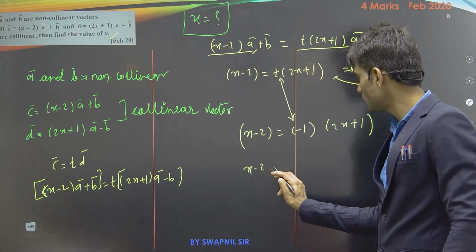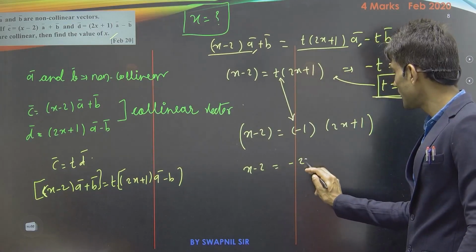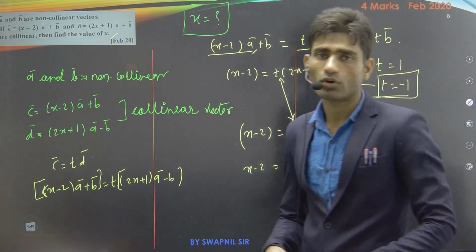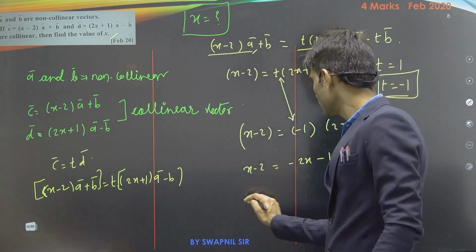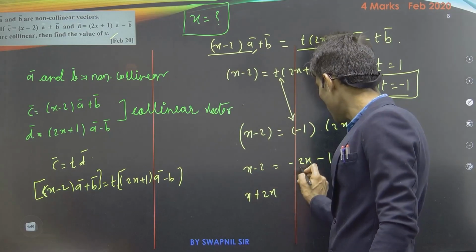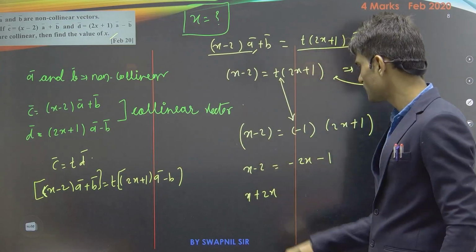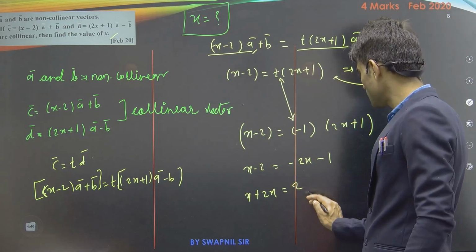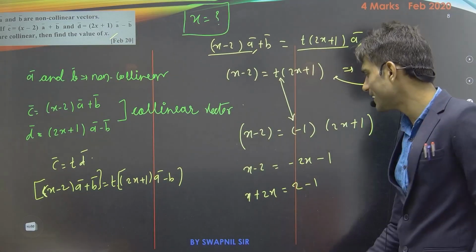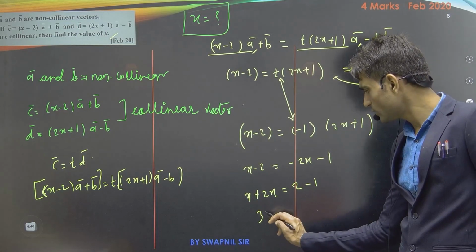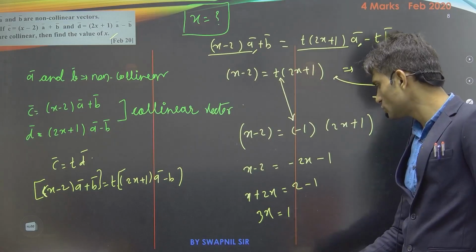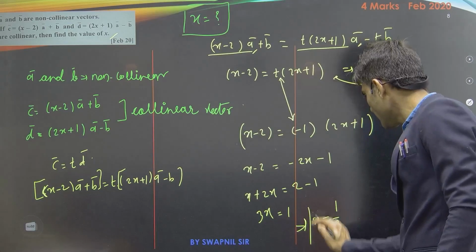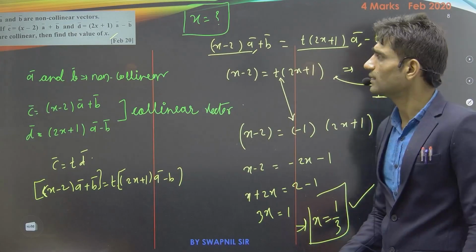So x minus 2 equals minus 2 times x minus 1. Take all these variables to one side and proceed with the calculation of x. So x plus 2x: negative 2x moved to the other side becomes positive 2x, equal to, taking negative 2 to the other side, it becomes positive 2 minus 1. Negative 1 I kept as it is. x plus 2x gives us 3x, and 2 minus 1 gives 1. So x equals 1 by 3 is our required answer.